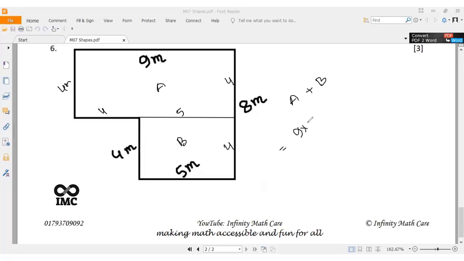So 9 multiplied by 4, that will be the area of A plus what will be the area of B? That will be 5 multiplied by 4. 9 4s are 36, 5 4s are 20. 36 plus 20 will be 56 meters square. And that is the solution of question number 6.